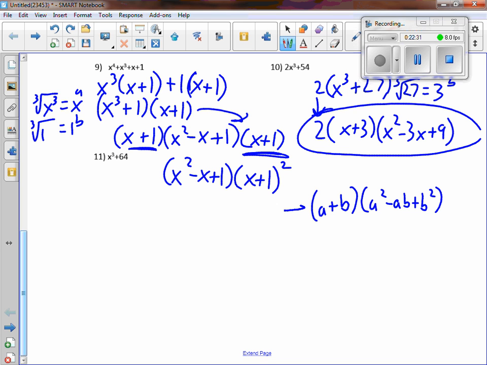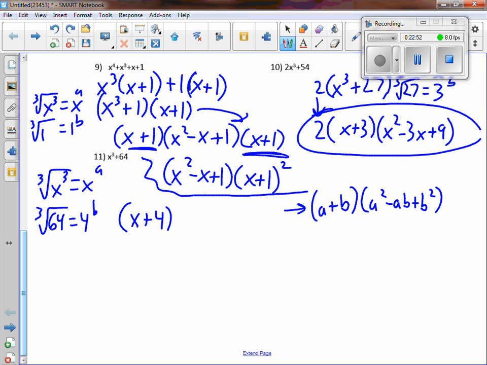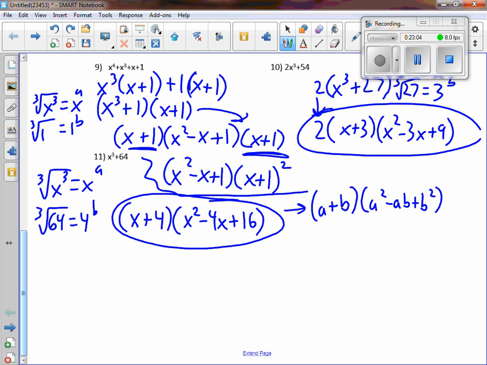So I still have that formula up there for two perfect cubes and a plus sign. So the cube root of x to the third is x. The cube root of 64 is 4. That's our A, that's our B. So we'll get x plus 4. I'll separate that so that we don't mix those up. Then x squared minus x times 4, which is 4x, plus 4 squared, which is 16. And that's the final answer for that one.